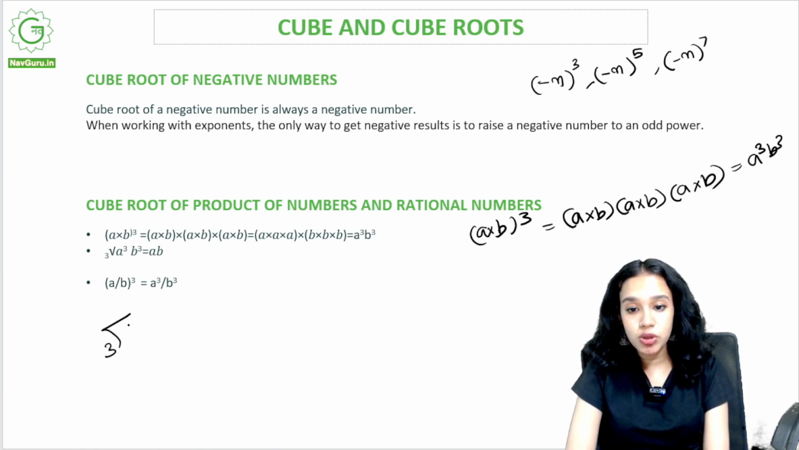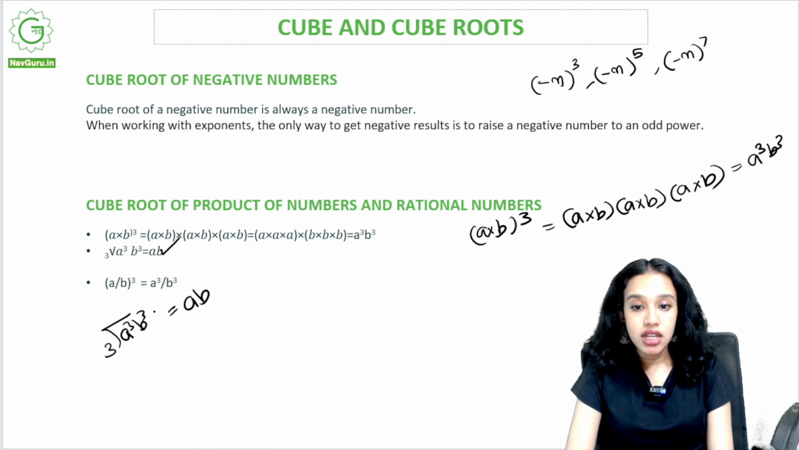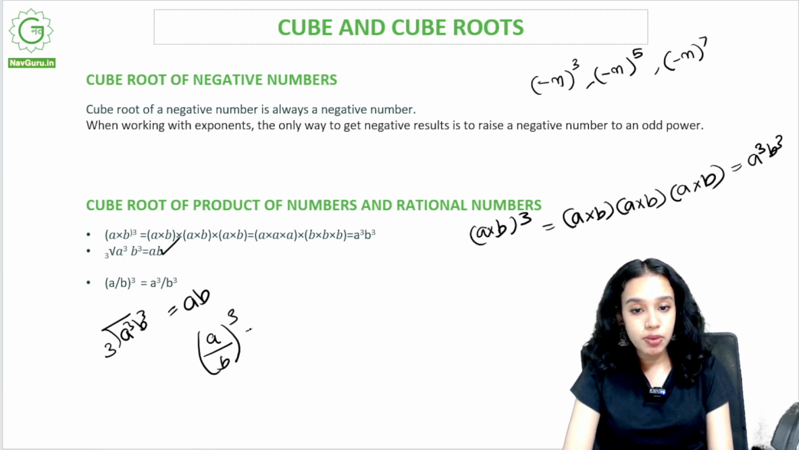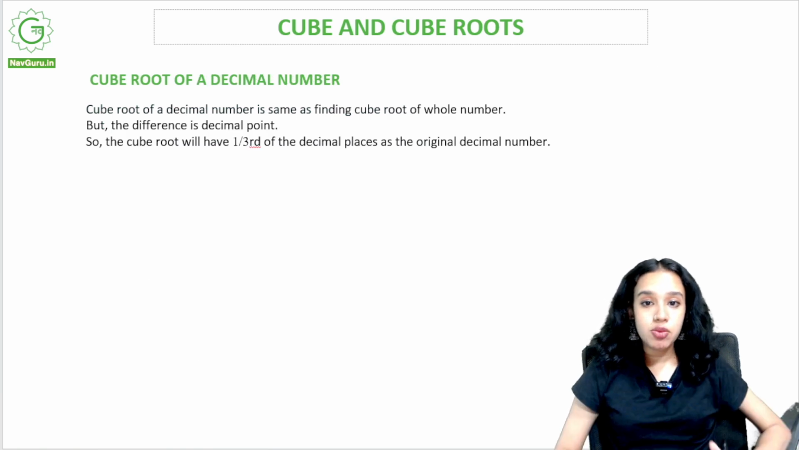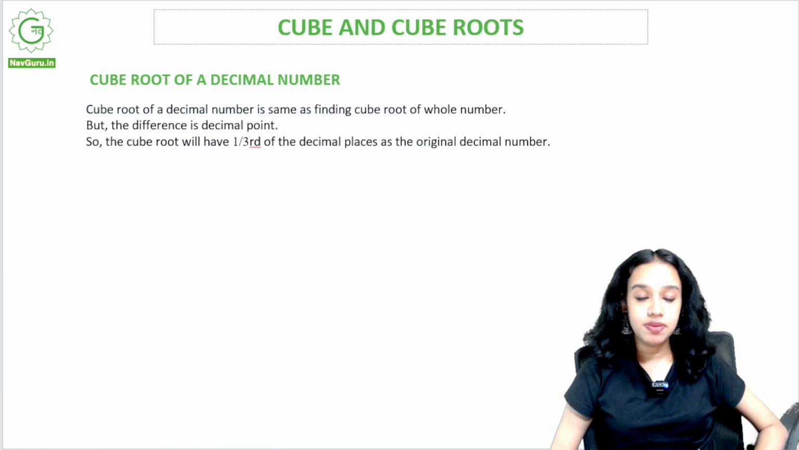Now what is cube root of a cube b cube? Cube root of a cube is a and cube root of b cube is b, so we have ab here. Now what is a by b the whole cube? This would be equal to a cube divided by b cube, right?